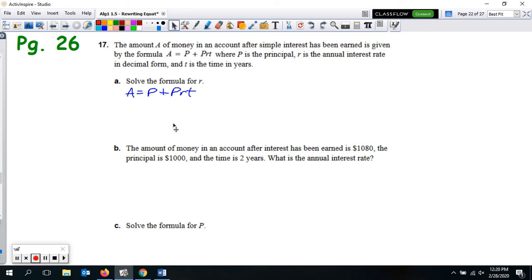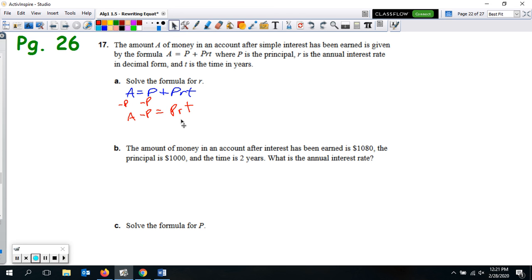All right, so hopefully you got an answer here for what R equals. The first thing we need to do is move this P to the other side. We want to get this term where the R is in by itself. So I'm going to first subtract P from both sides. That leaves me with an A minus P here on my left side, and it's equal to the PRT on the right because those P's are canceling.